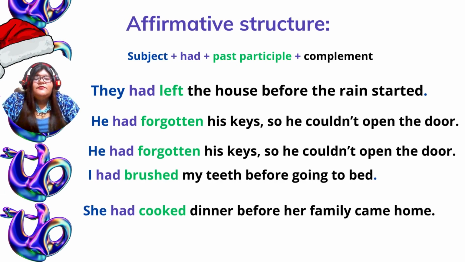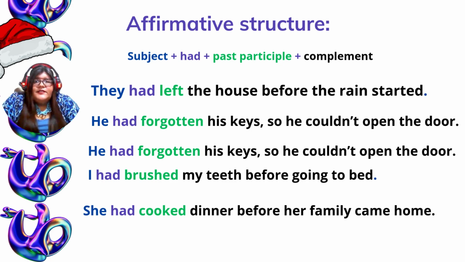We have here the affirmative structure. I tried to make them separate for you to understand a little bit better how this works, right? Remember, in affirmative, we have the subject plus the auxiliary verb had plus the verb in past participle plus the complement. For example, we have the subject in blue, right? They. The auxiliary verb had and the verb in past participle left. The complement. They had left the house before the rain started.